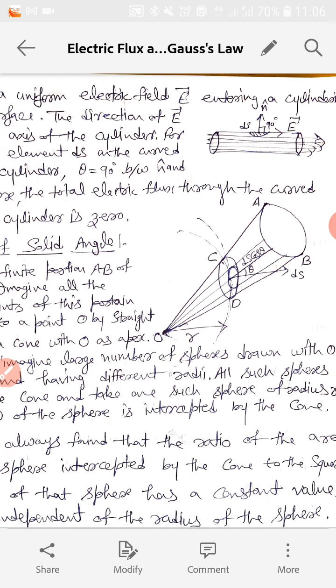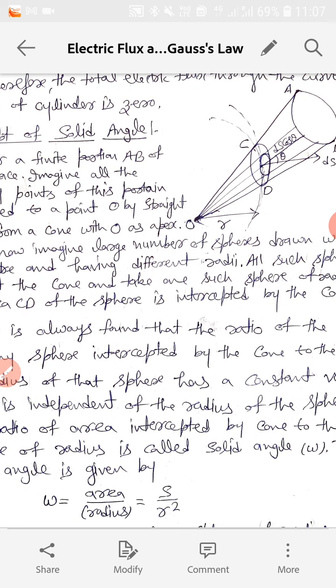to form a cone with origin O as apex, okay. Let us now imagine a large number of spheres drawn with O as center and having different radii, okay. Out of all such spheres, consider one sphere of radius r, and the area CD of that sphere is intercepted by the cone, okay. This CD is the area intercepted by that particular sphere of radius r, okay. Then it is always found that the ratio of the area of any sphere intercepted by the cone to the square of the radius of that sphere has a constant value.